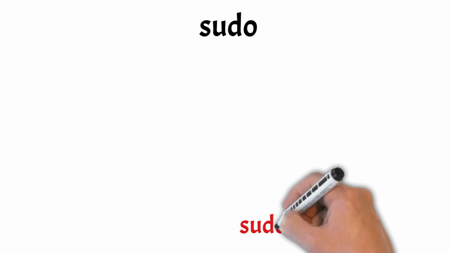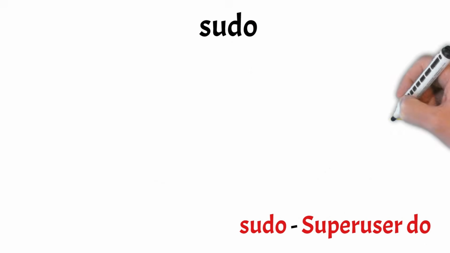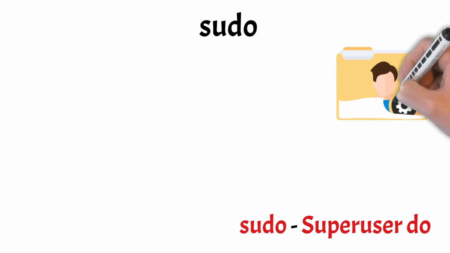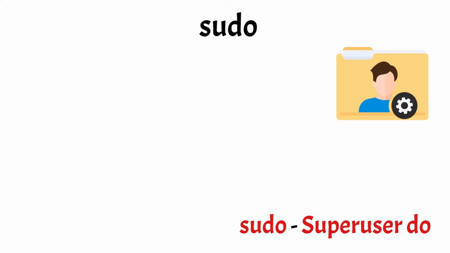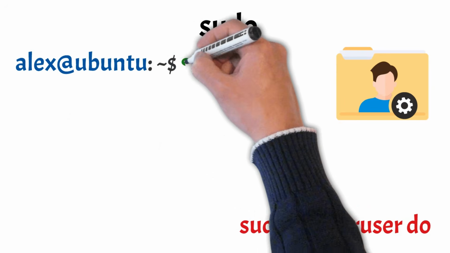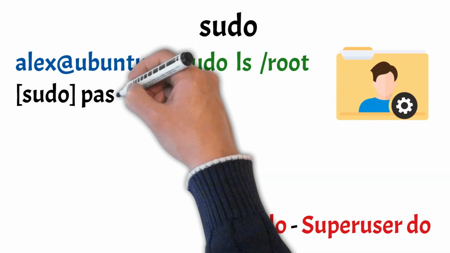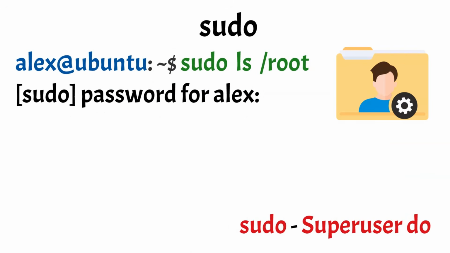Now let's quickly talk about sudo. Sudo stands for superuser-do, and it lets you temporarily run commands with administrator privileges. For example, if you try to list the contents of the root directory, you'll need to use sudo ls /root, or you'll get a permission denied message. When using sudo, you'll usually be asked for your password to confirm.